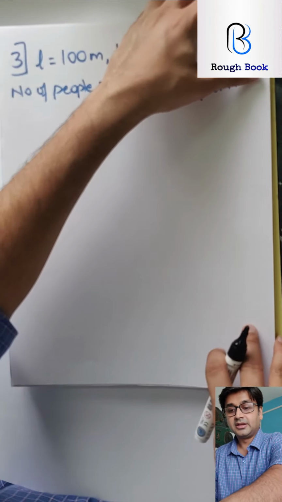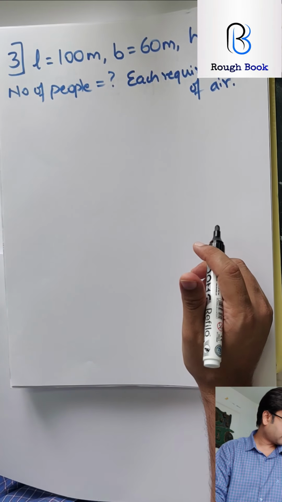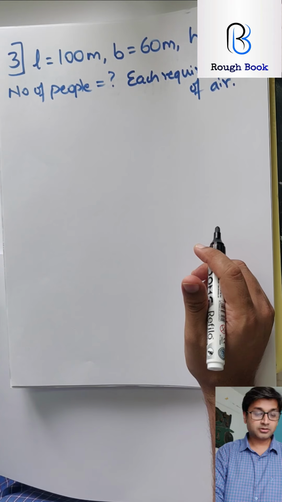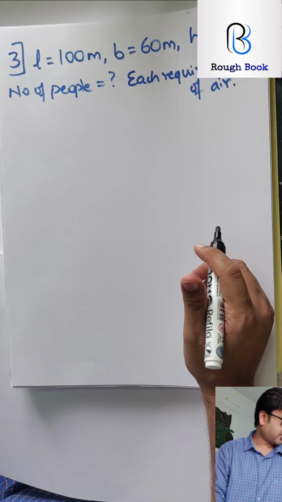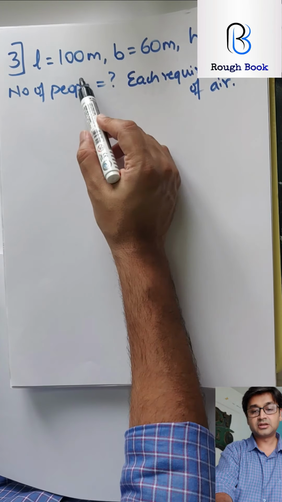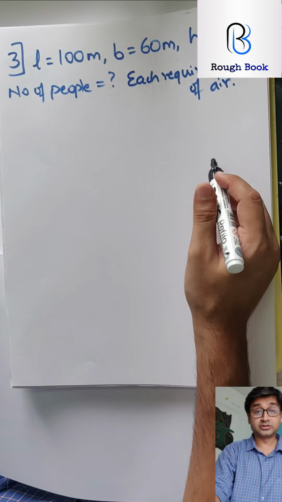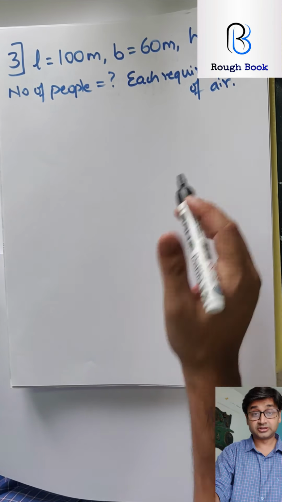Can we hit it? It says that there is a cinema hall. Sorry, not cinema hall. No, sorry, the dimensions of the cinema hall. So this is a cinema hall, 100 meter length, 60 meter breadth and height is 15 meters. How many people can fit inside if one person requires 150 meter cube of air?